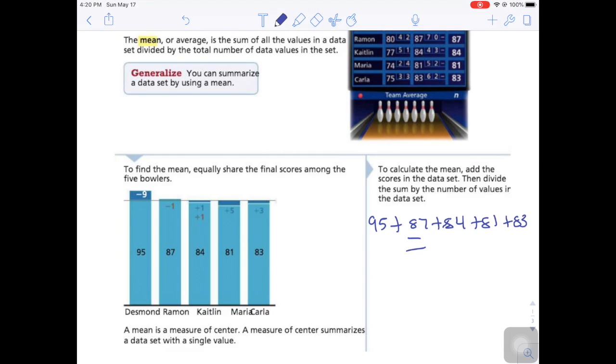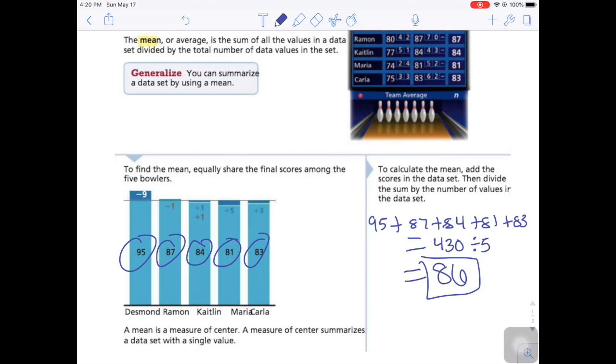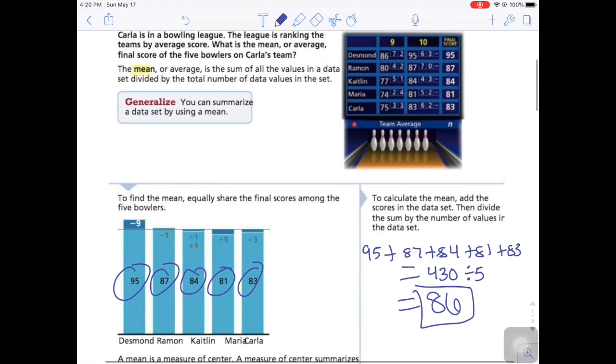So when you add all of these up, you're going to get 430. So now to finish out finding the mean or the average, we're going to divide by how many data values there were. And there were 1, 2, 3, 4, 5 data values. So we're going to do 430 divided by 5. So go ahead and put this in your calculator. So our mean or our average is 86. So what this means is this is just a good way to summarize to say out of all 5 of these players, their average score together was an 86.